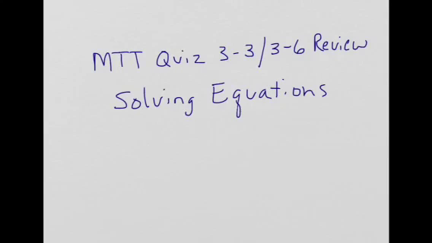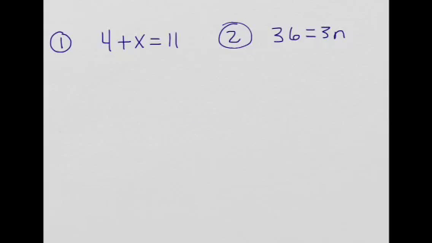Open up your MTT. This is a quiz review for 3.3 through 3.6, solving equations. We're going to start with the equation 4 plus x equals 11. We ask ourselves, is the variable on the left? Yes, it is. Is it first? No, it's not. So we're going to use commutative property of multiplication. X plus 4 is equal to 11.